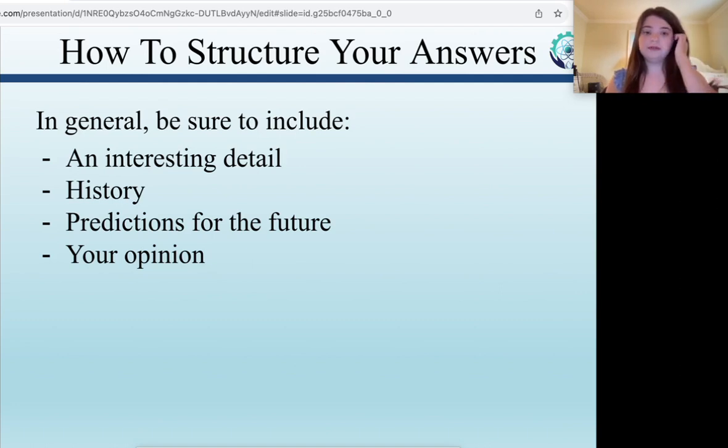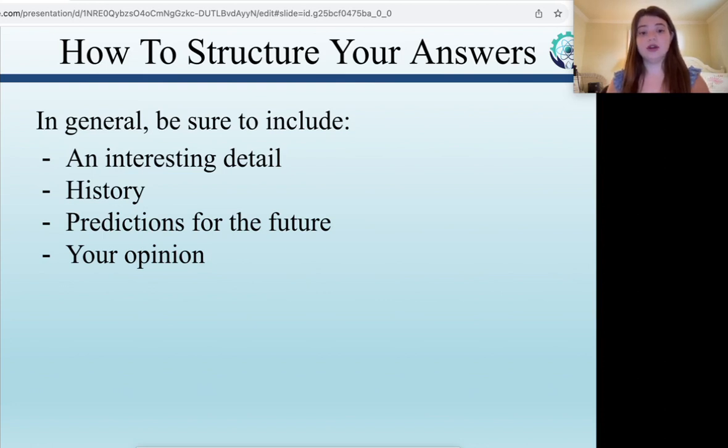So in general, wherever it makes sense, be sure to include an interesting detail or two that's related to what you're being asked about. Be sure to include the history or just some well-known facts about the history that you know, if it's relevant, also predictions for the future. And in any case, always state your opinion on the topic as well. It's important to include at least 3 to 4 sentences minimum in your answers here. You don't really need to go far past that, but do make sure to not just answer in one sentence, then call it done. That is not going to get you full marks.